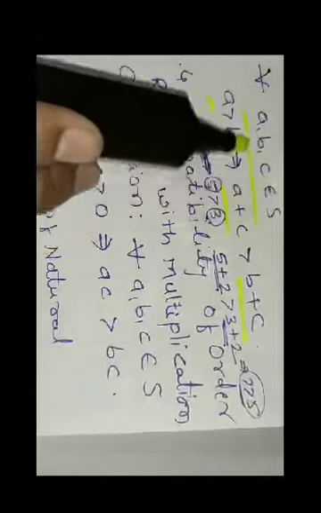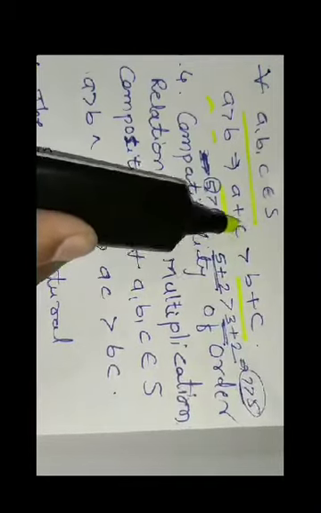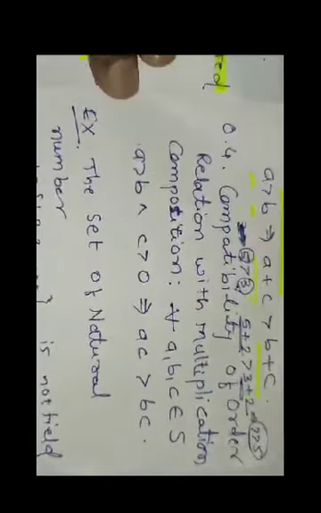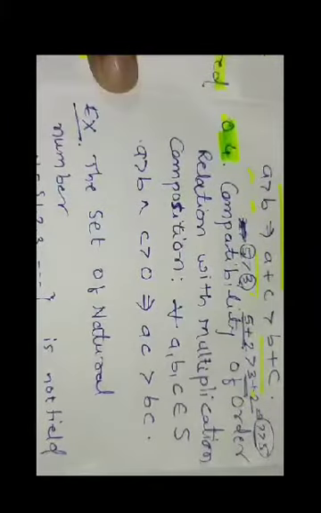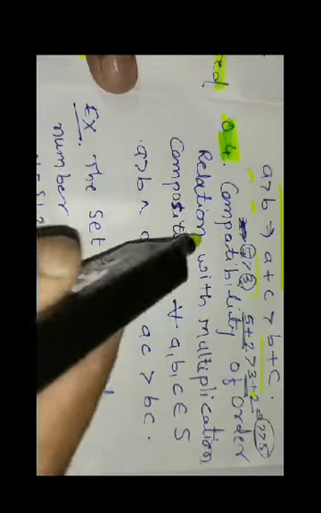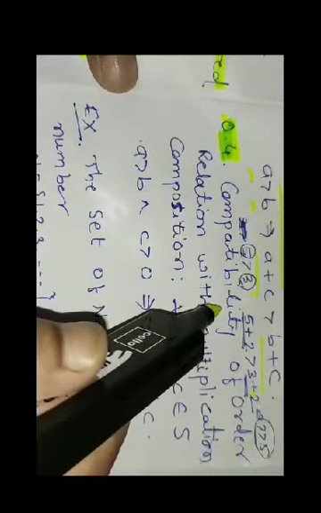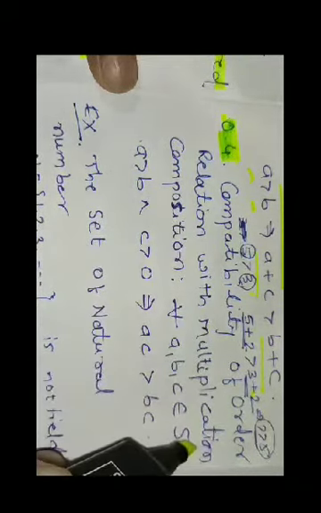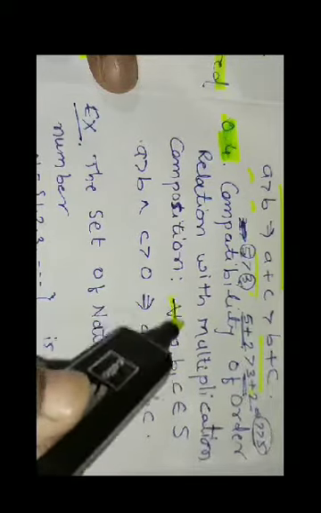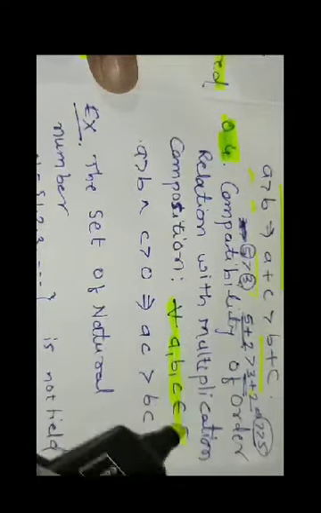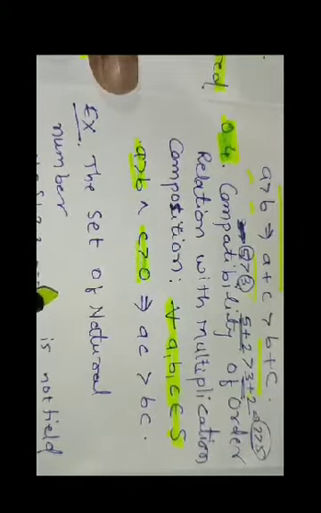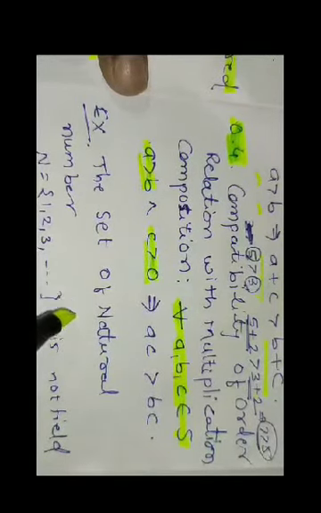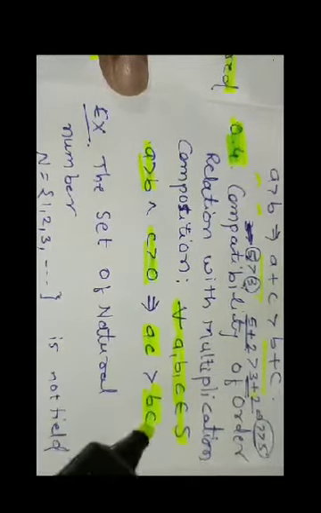For any a, b, c belonging to S, if a is greater than b, then a plus c is greater than b plus c. Now this property is also satisfied for multiplication. That means compatibility of order relation with multiplication composition. So for a, b, c belonging to S, a greater than b, c greater than 0, remember this, then ac must be greater than bc.